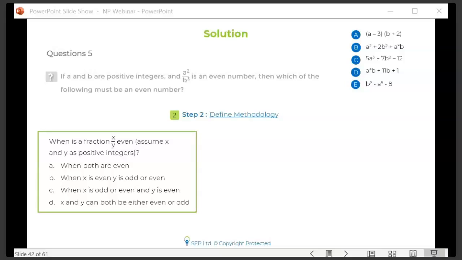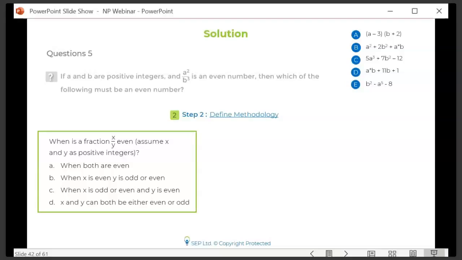x by y is a fraction, it is even, okay? What can you infer about x and y? Any more responses? Okay, I'm ending the poll now. So what I can see is that 75% of you are saying that x is even, y is even or odd, and 25% of you think both are even.